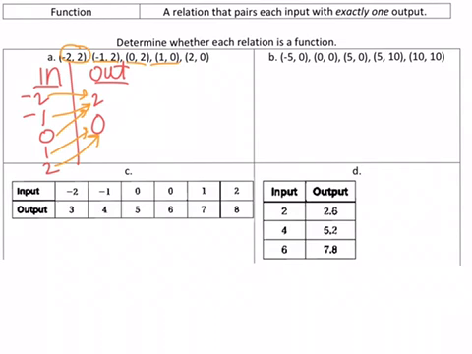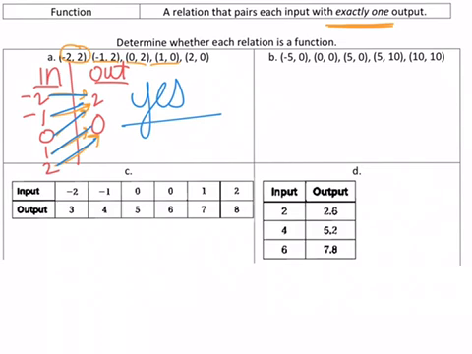So let's see if each relation is a function. Each input has to have exactly one output. So I'm looking at my inputs. This one has one output, this one has one, 0 has one, 1 has one, and 2 has one. So because that's the case, yes, this is a function.